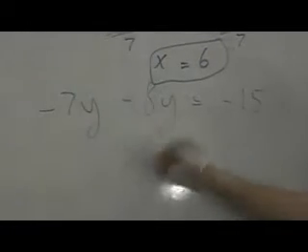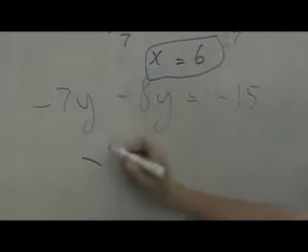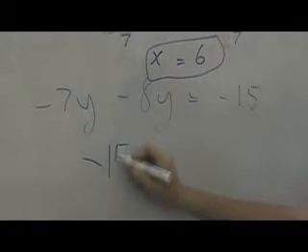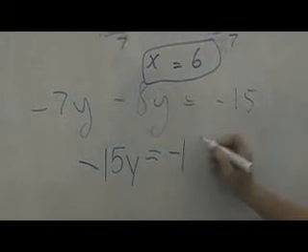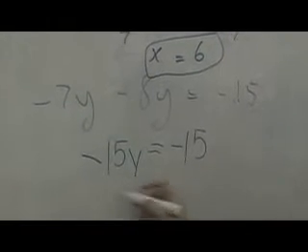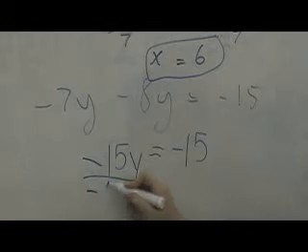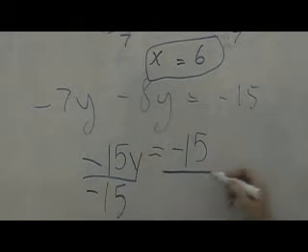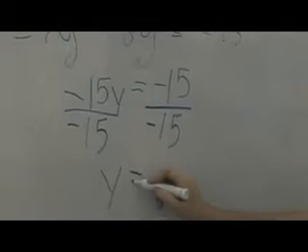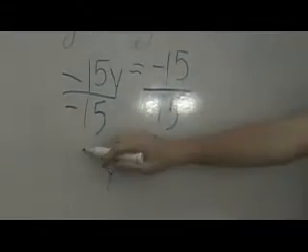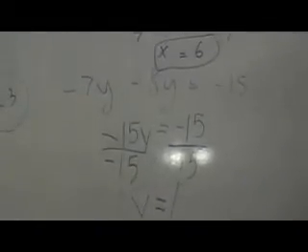Okay, so you have to put like terms together. So it's negative 15. Oh, I have horrible handwriting. Negative 15y equals negative 15. And then you divide by negative 15 on both sides. And y equals 1. Excellent job. Give her a hand. Good. Can you give her a hand too? Thank you. Good job, Frankie.